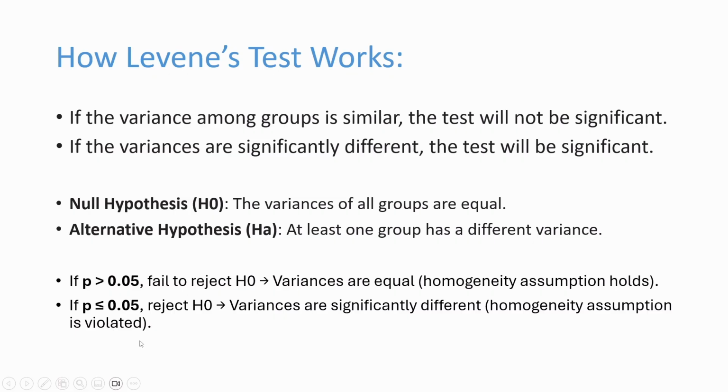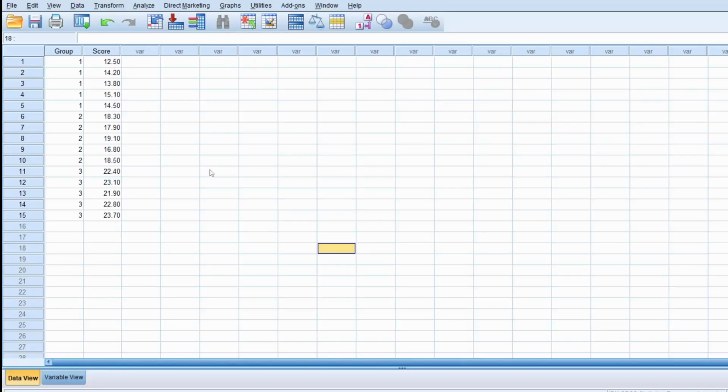Okay, now let's switch to SPSS, and I'm going to show you how we can do that. So this is the hypothetical data, and there's two variables. One is the independent variable, which is group, which has 3 labels, 1, 2, 3. And the dependent variable is score. So we're going to test whether these 3 groups have roughly the same or similar variance. So how can we do that?